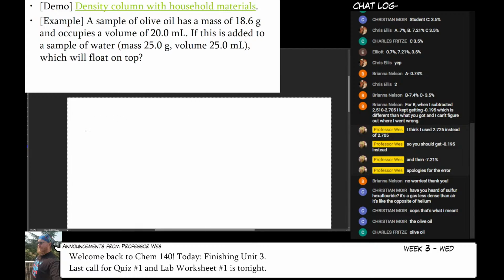All right, so I've got my density of olive oil is 18.6 grams divided by 20 milliliters. And I need my calculator, which I put my phone on top of. That's not great. I get 0.930 grams per milliliter. So that's the density of the olive oil.